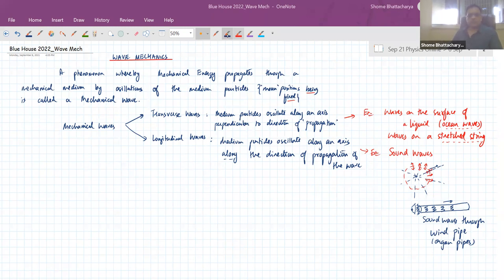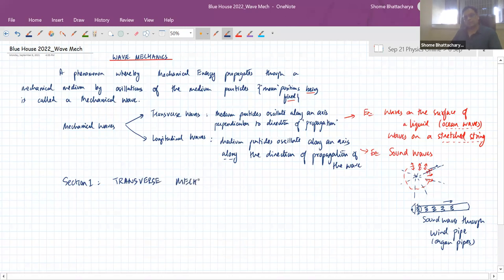So anyhow, we will start our study of this chapter. I mean, we will divide wave mechanics into two sections. The first section of wave mechanics will be transverse waves. We are coming to that now. Transverse mechanical waves.